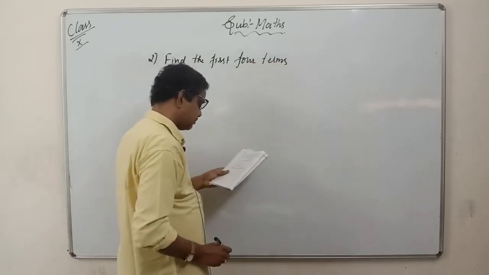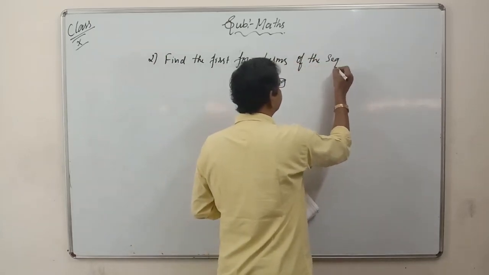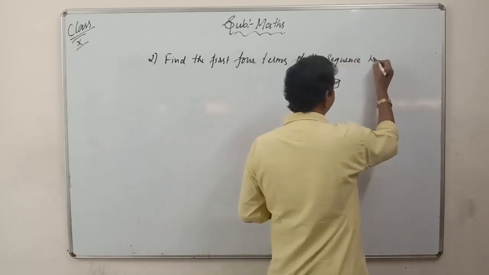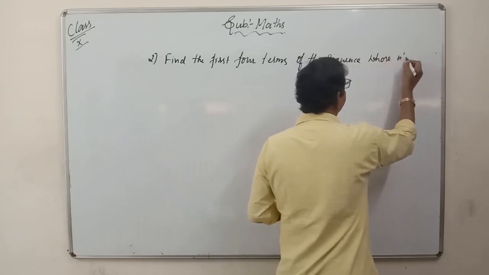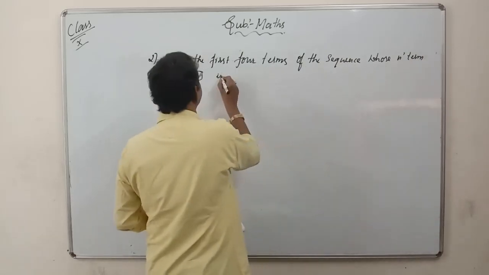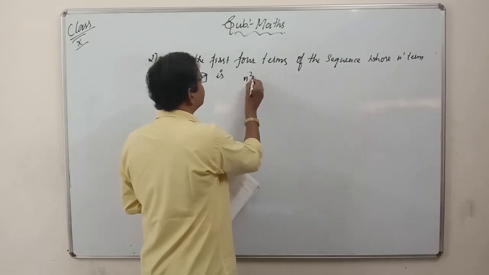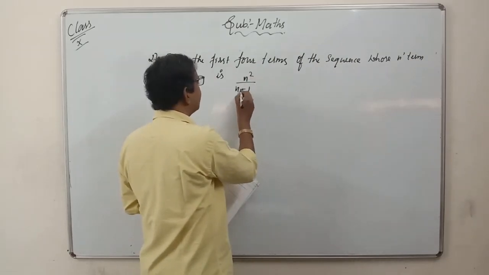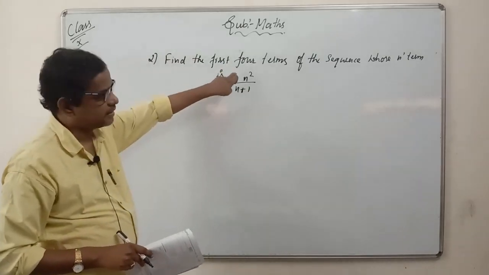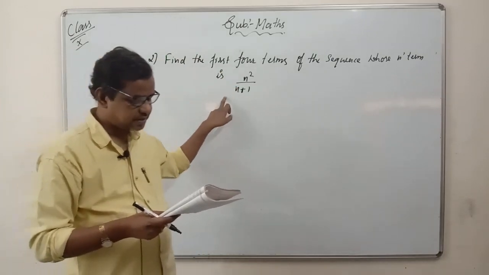Find the first four terms of the sequence whose nth term is n square by n plus 1. First four terms you have to find. The sequence whose nth term he has given. The nth term is n square by n plus 1.